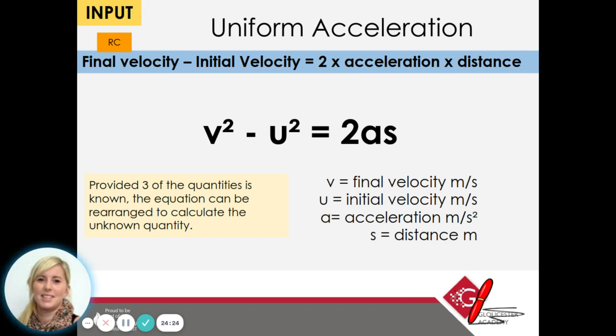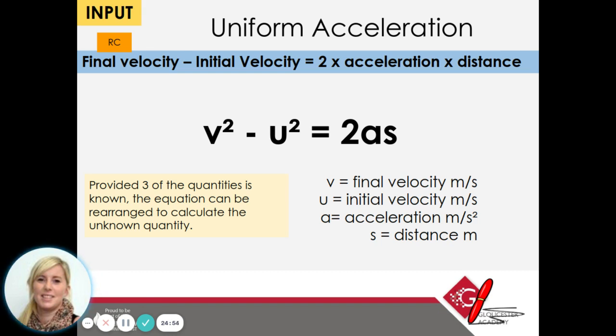So we want to work out something's uniform acceleration. So we have this equation. So V is final velocity. So you have final velocity squared minus the initial velocity squared equals 2 times acceleration times distance. And you will always be given 3 bits of information, and then you'll just have to work out the 4th. So you could be given the V, the U, and the A, and you might have to work out the S.